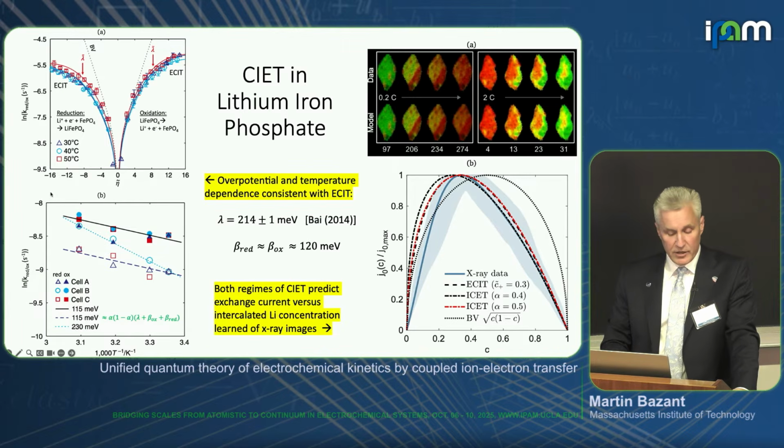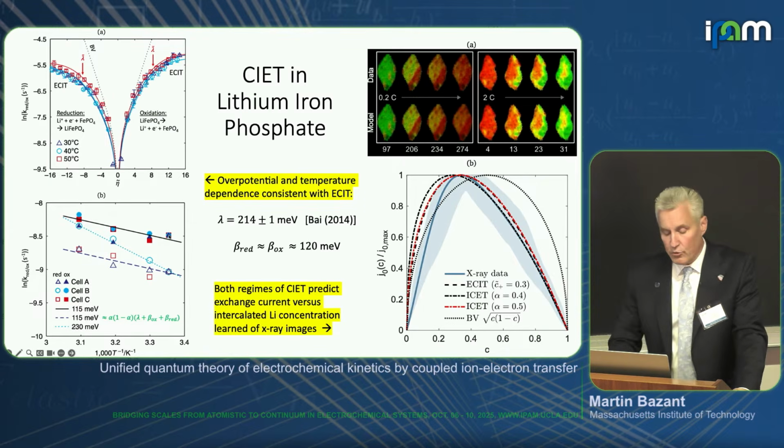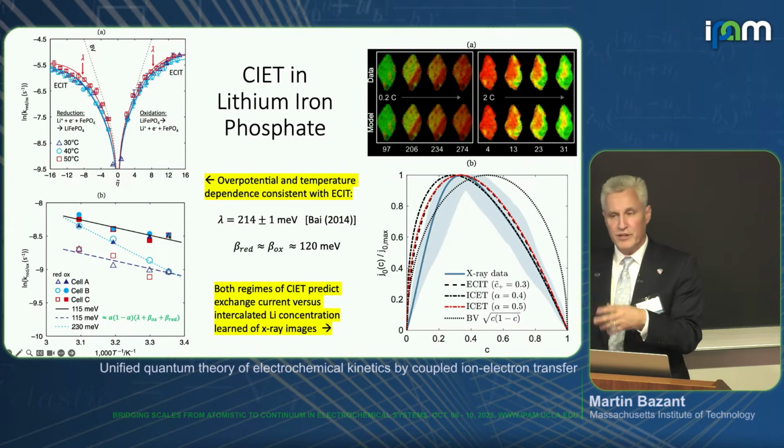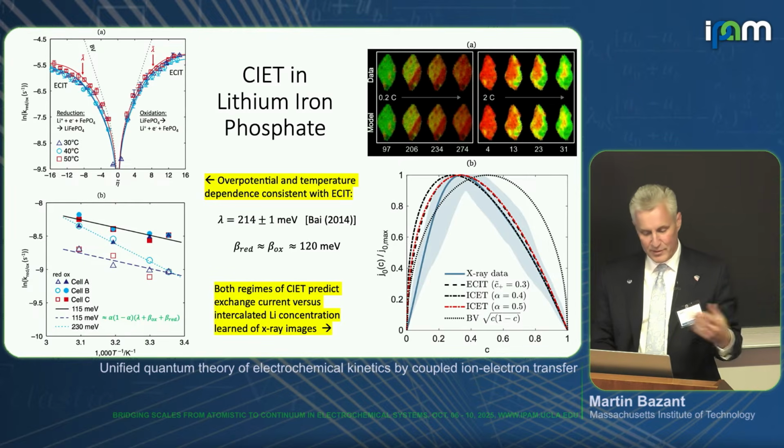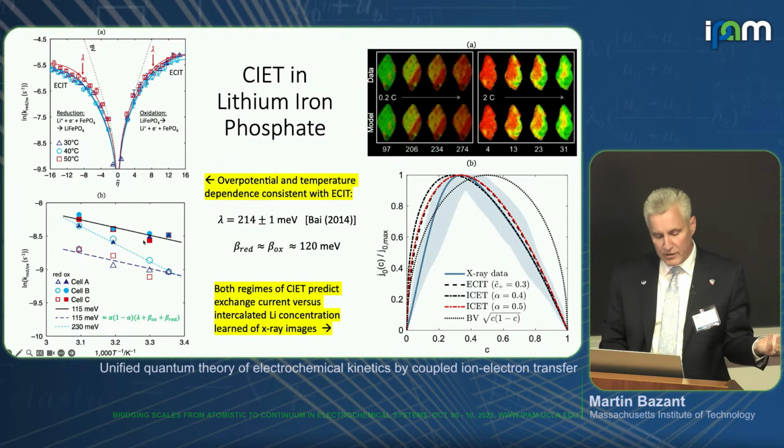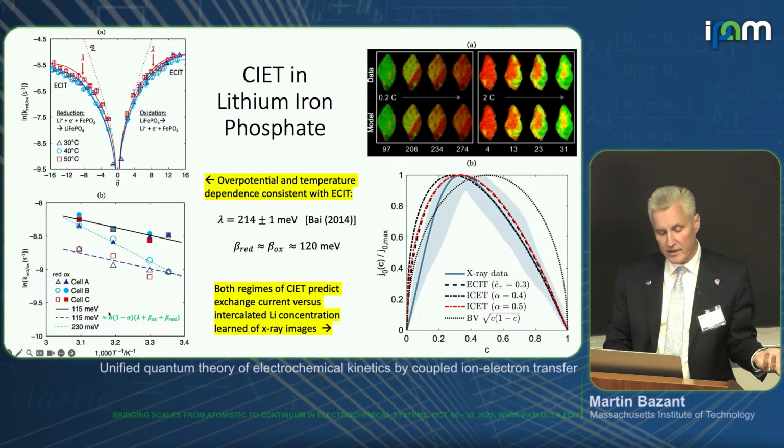So if you make an Arrhenius plot of the log of the rate constant versus 1 over temperature, the slope is the activation energy. So in Marcus theory, if it's symmetric, it should be lambda over 4. But the actual barrier we got was significantly larger than that.